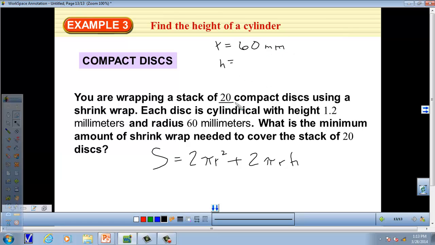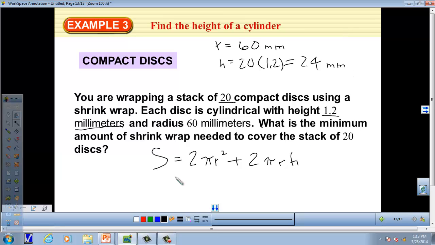The height, we have 20 compact discs, and each one has a height of 1.2 millimeters. So therefore, to figure out the height, which again is the distance between the bases, which are circles in this case, we would do 20 times 1.2, which is 24. So we have a height of 24 millimeters.